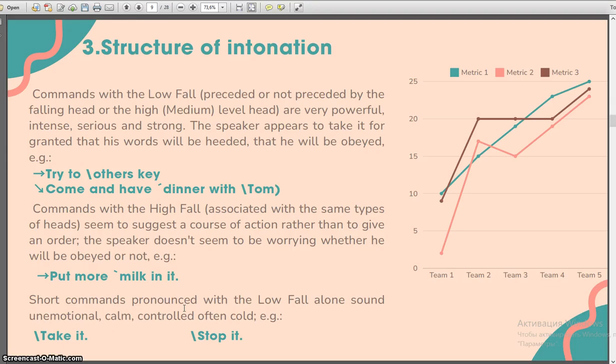Short commands pronounced with the low fall alone sound unemotional, calm, controlled, often curt. For example, take it. Stop it.